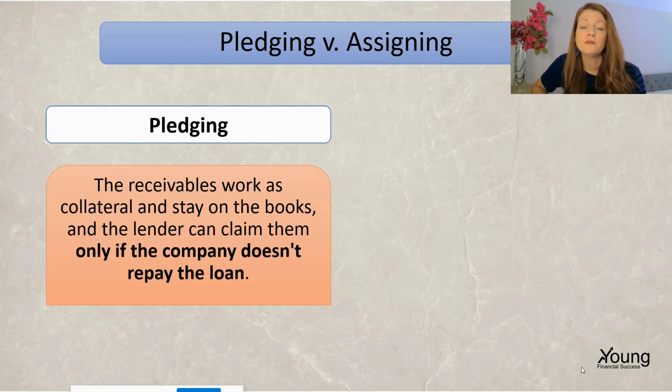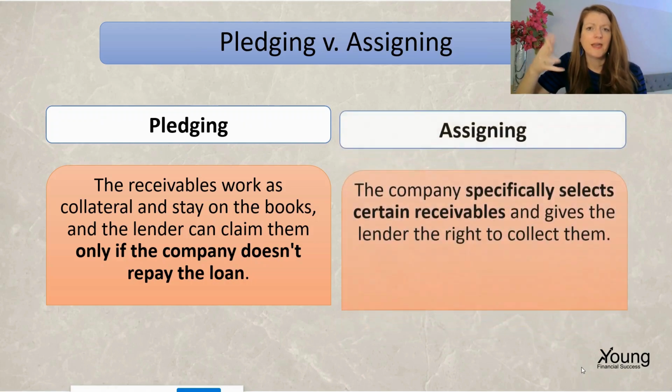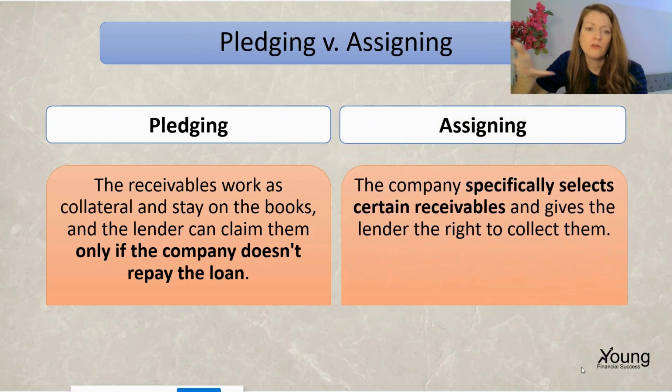Pledging is where the receivables work as collateral, so something that the institution can come after if they don't pay the loan. But that means that the company that has the receivables, like if it's Hillbilly Hairdressers, keeps all of their accounts receivable on their books as assets. It's only if they don't pay the loan back that the financial institution can come after them. Otherwise, they keep everything. It's just there just in case. Kind of like your house. It's an asset on your balance sheet, but if you don't pay, then the bank comes after it. So otherwise, it's all yours unless you don't pay.